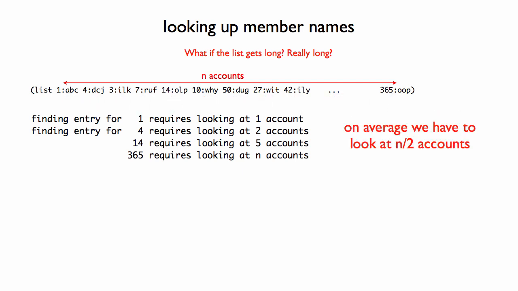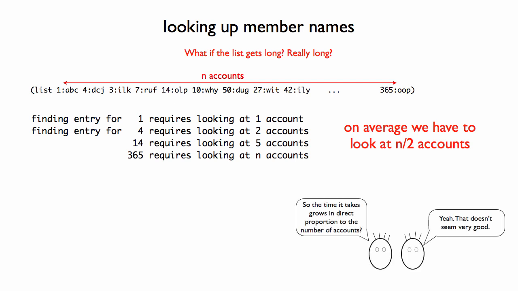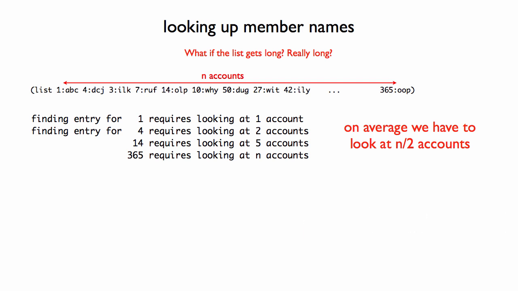So on average, if I have sort of average luck, I'm going to have to look at N over 2 of the accounts, because sometimes I'll be lucky and I'll be looking for the first one, and sometimes I'll be unlucky and I'll be looking for the last one, and everything else in the middle will happen. And so on average, I'm going to look at N over 2 of the accounts. So that's not so good. If I have 365,000 accounts, then anytime I look up an account number, I'm going to have to look at half of 365,000. That's not really good enough. It seems like we ought to be able to do better.